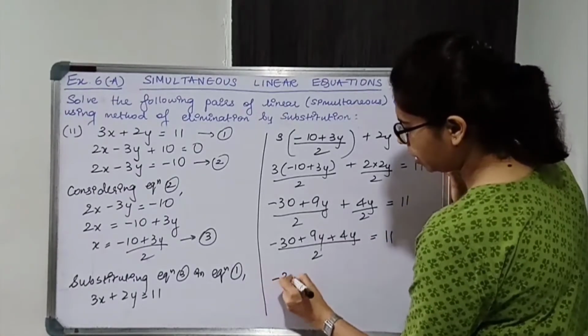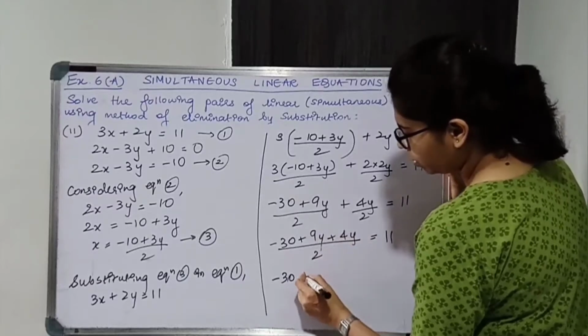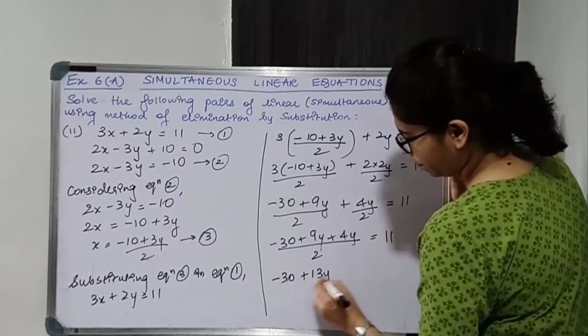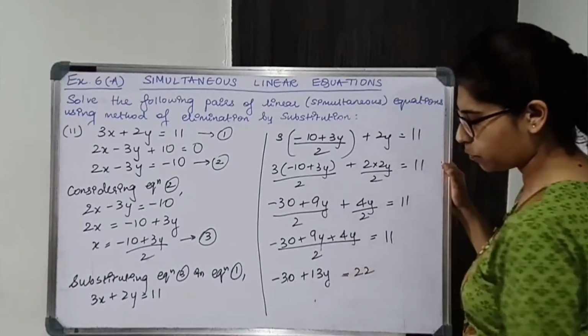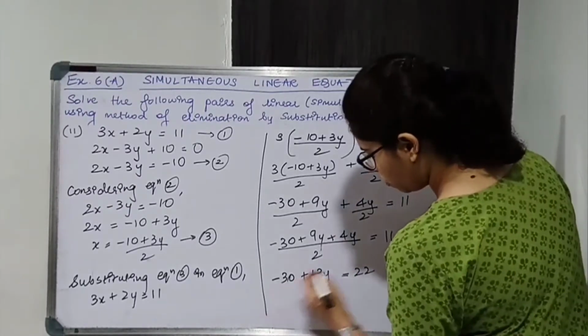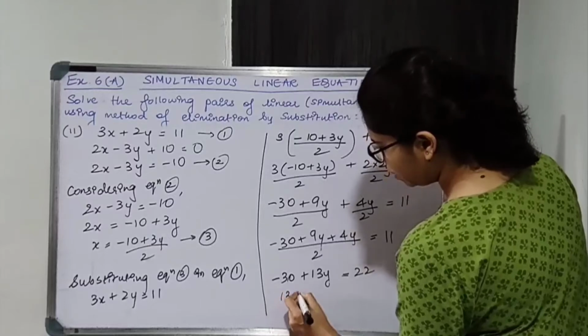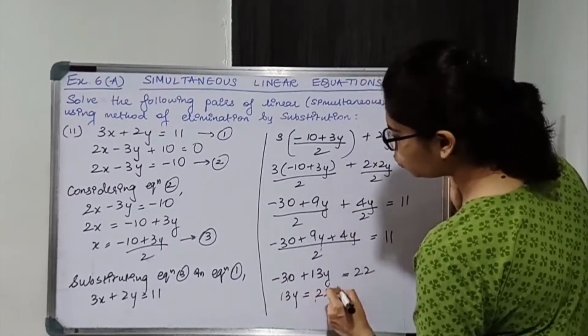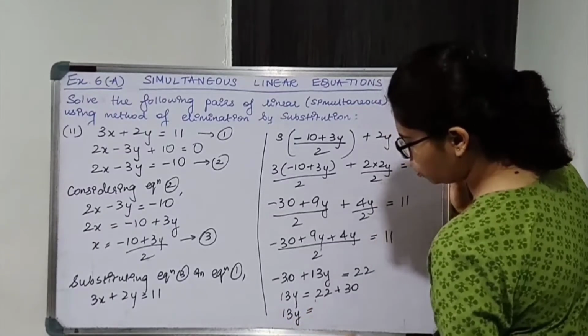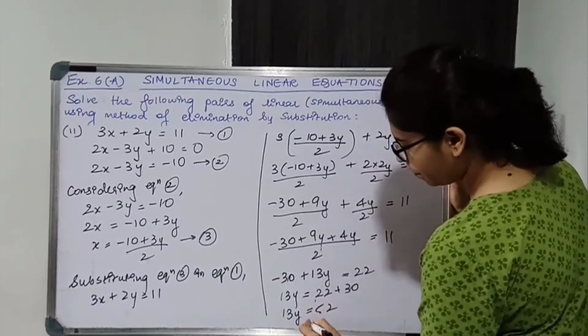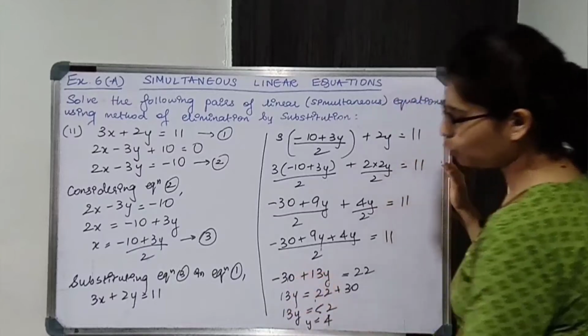So minus 30, 9 plus 4, 13y. And shifting 2 on the other side, 11 into 2, 22. Okay. So shifting this also on the other side, 13y is equal to 22 plus 30. So 13y is equal to 52. Y is equal to 4.